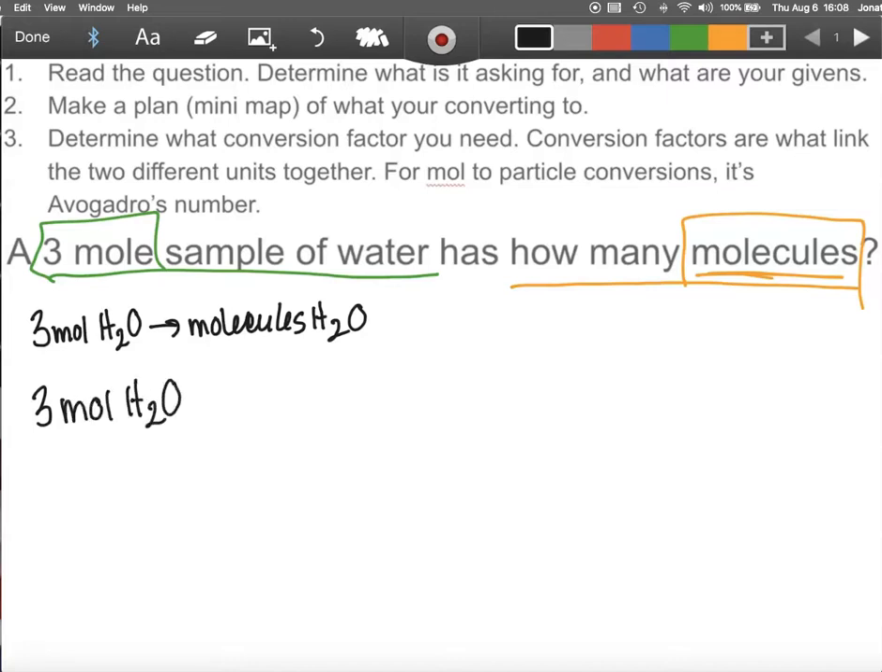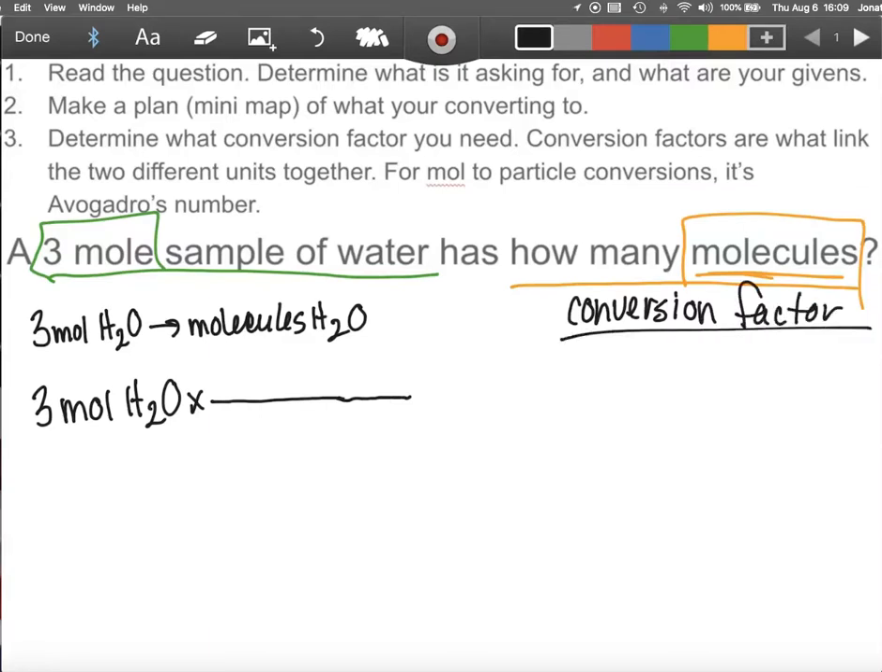Right. So let's start with set up our fraction, moles of H2O. We'll be doing a conversion, so you know you need a fraction in there. Make this a little bit longer because molecules is a long word. And then now we need to figure out what's our conversion factor. What's going to go on the top and bottom of this fraction here?